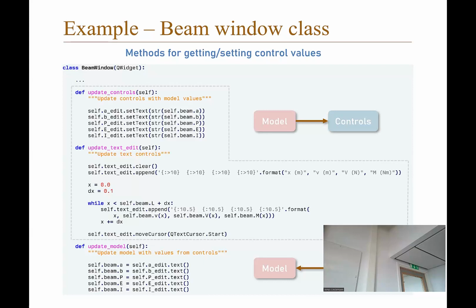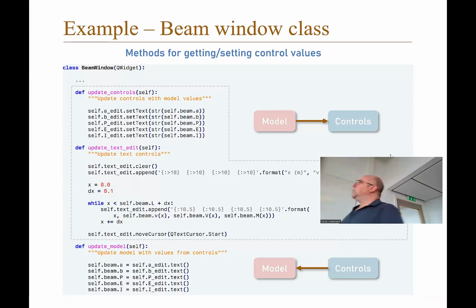So here we just update the model, taking the values that are in the controls, assigning them to the properties of my B model. So here we have model to controls, and here we have controls to model.